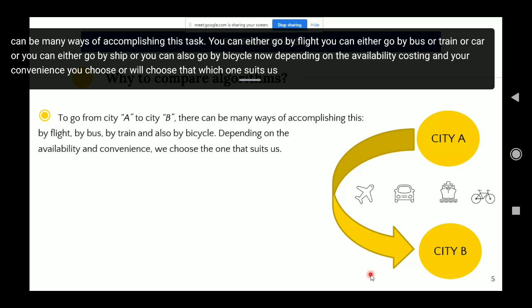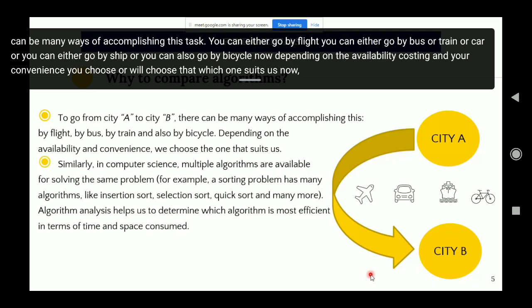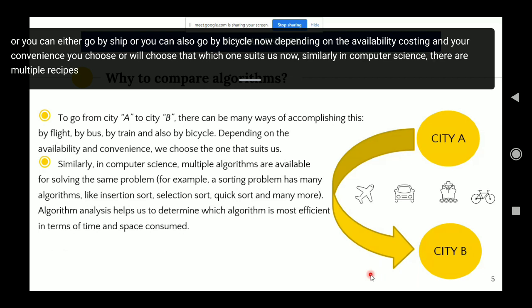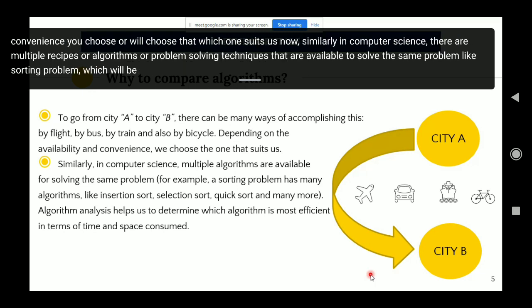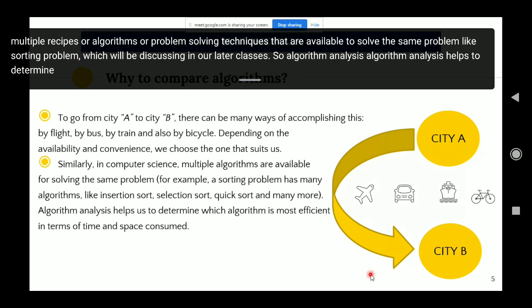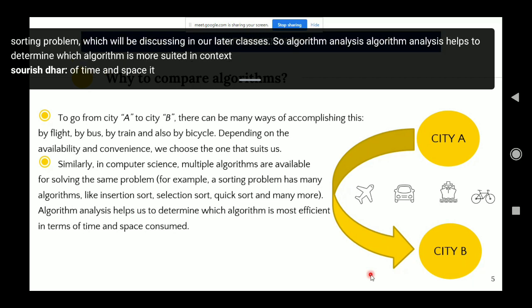Similarly, in computer science, there are multiple recipes, algorithms, or problem solving techniques available to solve the same problem, like the sorting problem, which we'll be discussing in our later classes. So algorithm analysis helps to determine which algorithm is most suited in terms of the time and space it will consume. Is it clear?